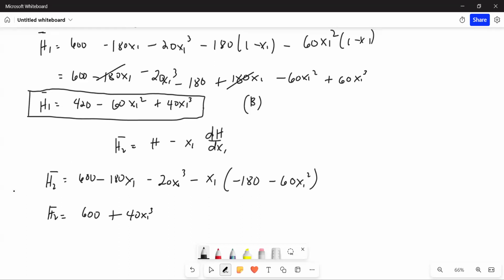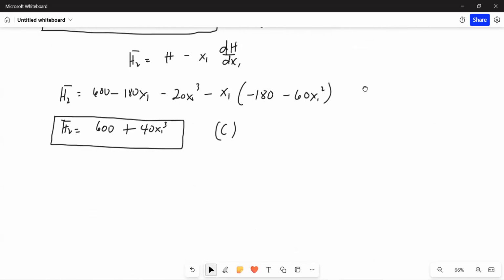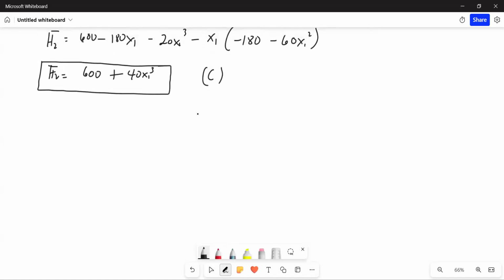This is what we'll have for the expression of the partial molar property of H sub 2, the partial molar enthalpy of species 2. Let's name this as equation C. And those two are our answers for letter A. Let's proceed with letter B.